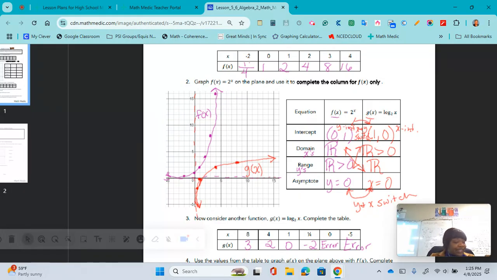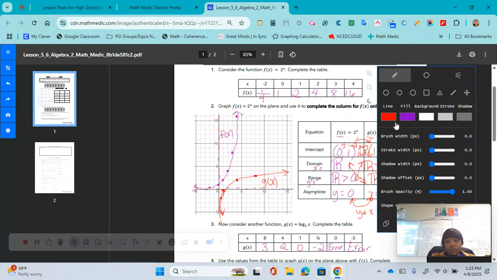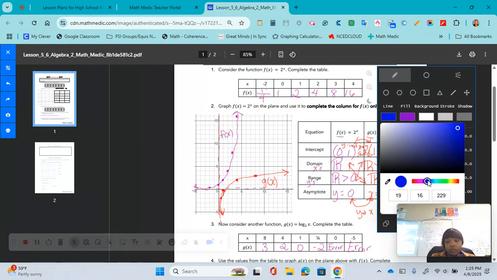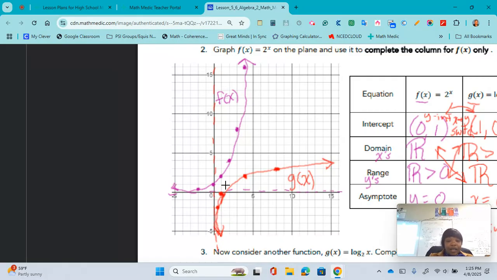Now, for number 5, it says add the line y equals x to your graph. Change the color. If we're adding the line y equals x, that means whatever my x is, my y is as well. So when my x is 0, my y is 0. X is 1, y is 1. 2, 2. 3, 3. Same thing, negative. Negative 1, negative 1. Negative 2, negative 2. This gives us our y equals x line.